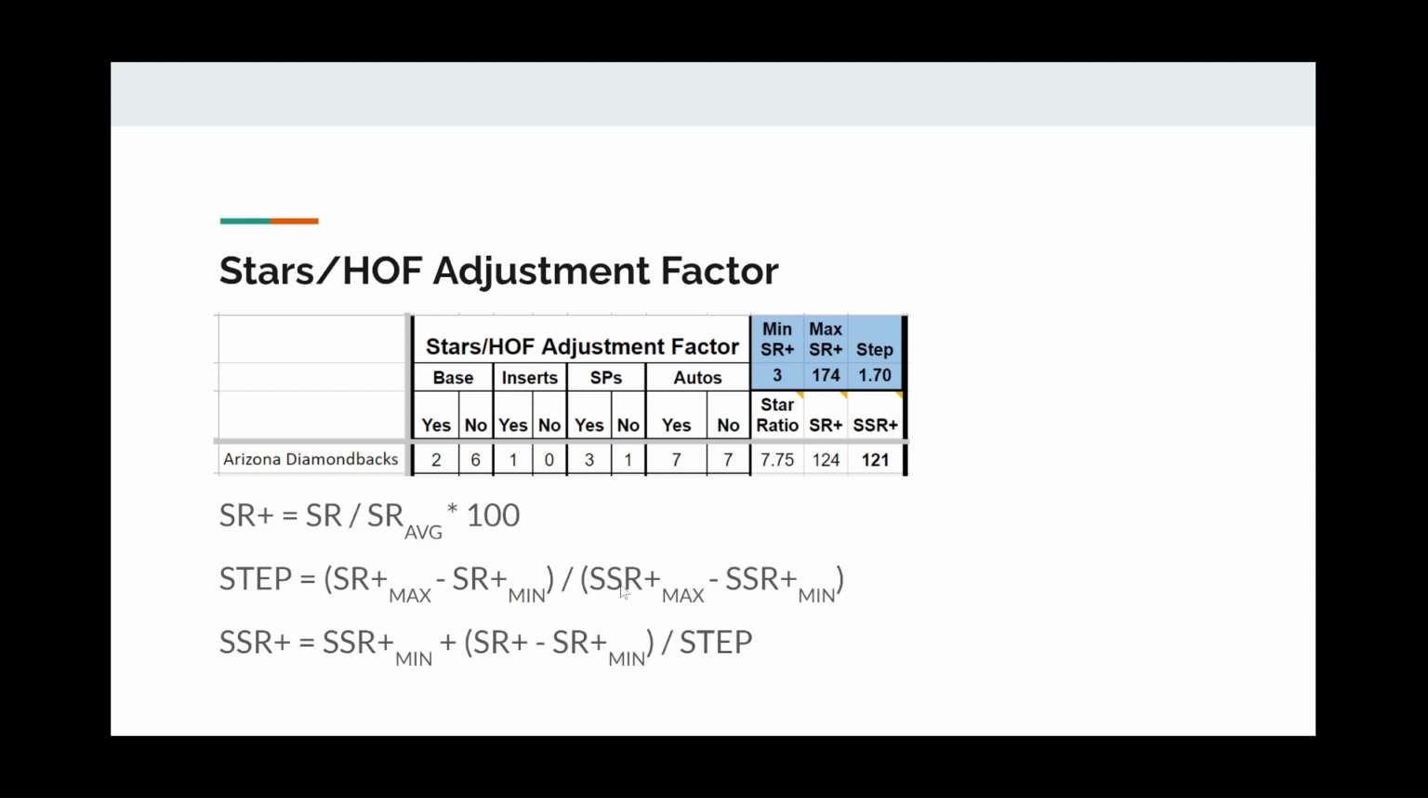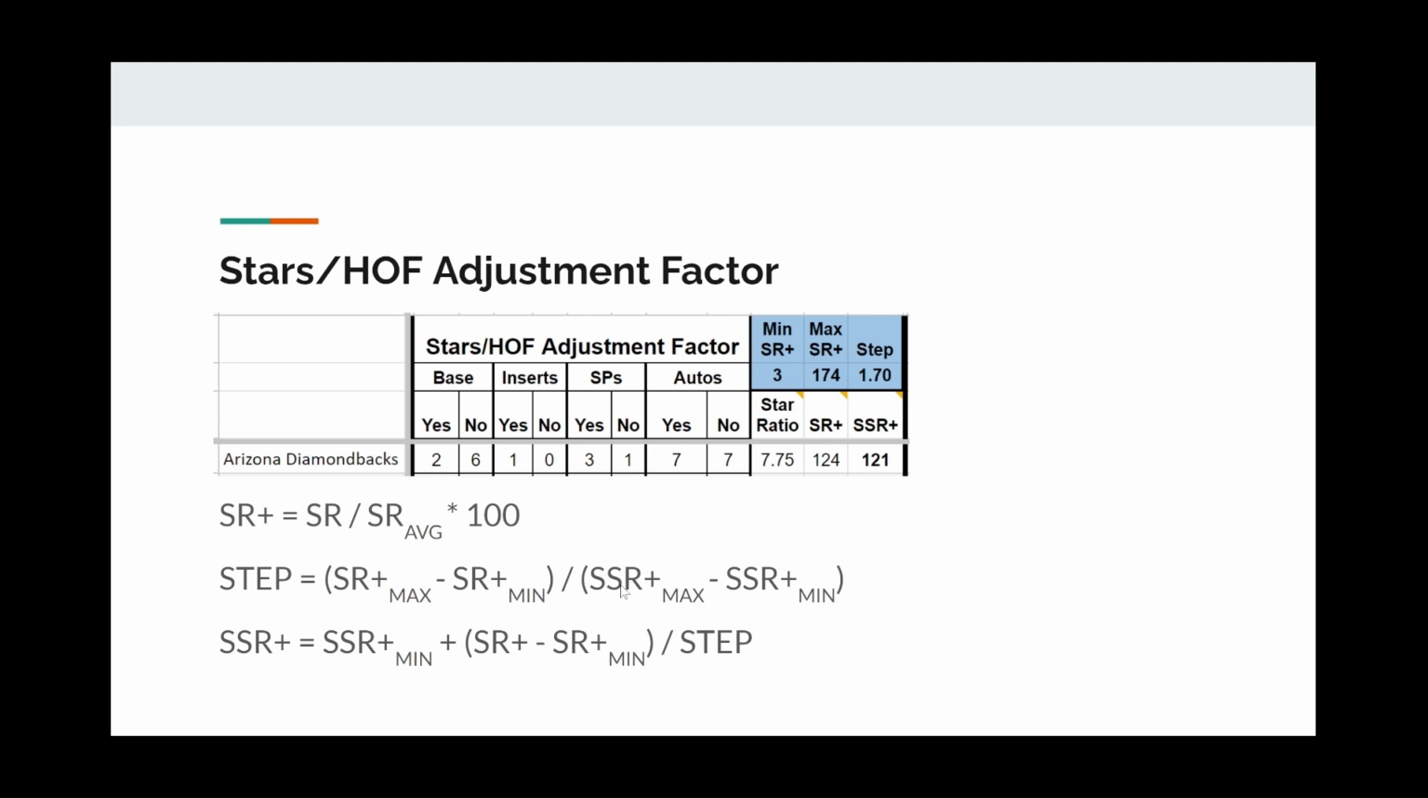And then to get this SR plus value, it's the same normalization thing where you take the SR value divided by the average and multiply it by 100. The step formula is exactly the same as the RAF value, where you take the maximum value you have minus the minimum value you have and then divide it by the max that you want minus the minimum that you want. Same deal, 50 to 150, so it's 100.